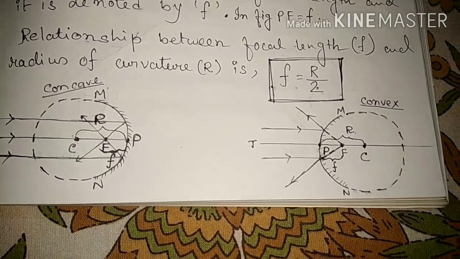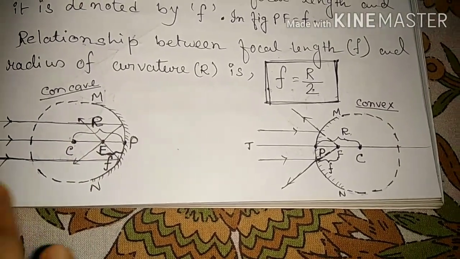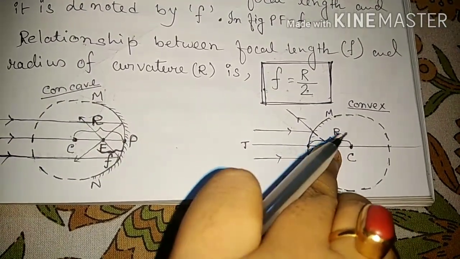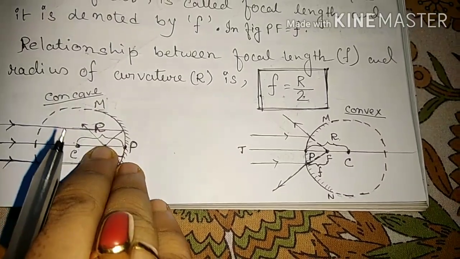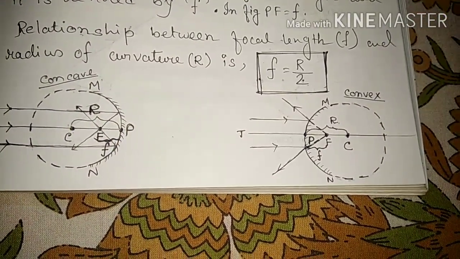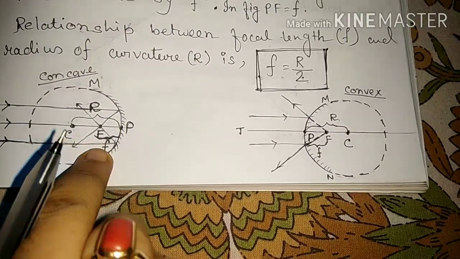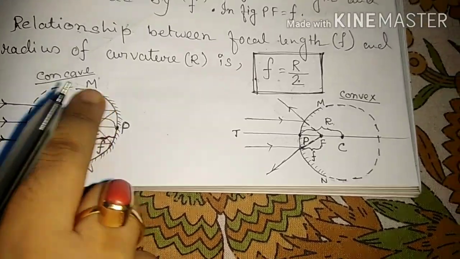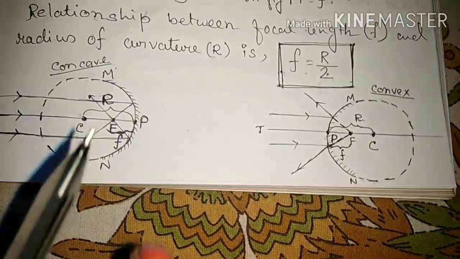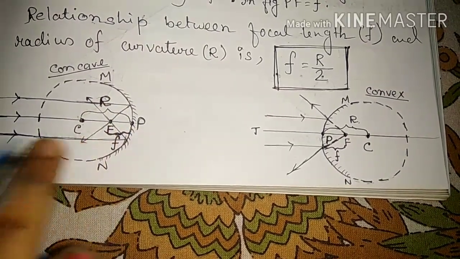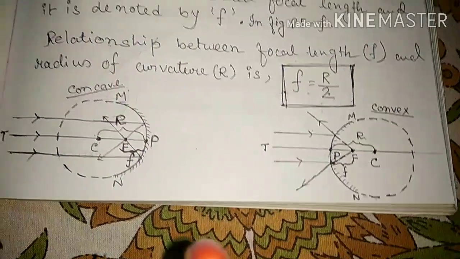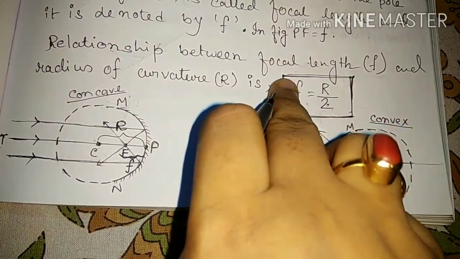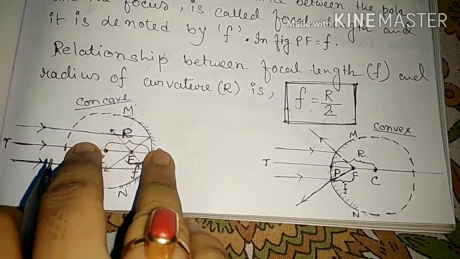Clear? Okay. Now next one and the last term is the focal length. The distance between focus and pole, F to P, is called focal length, and it is denoted by f. And practically it is proved that the radius of curvature is twice the focal length. So the relation between R and f is f equals R by 2, that means R equals twice f.